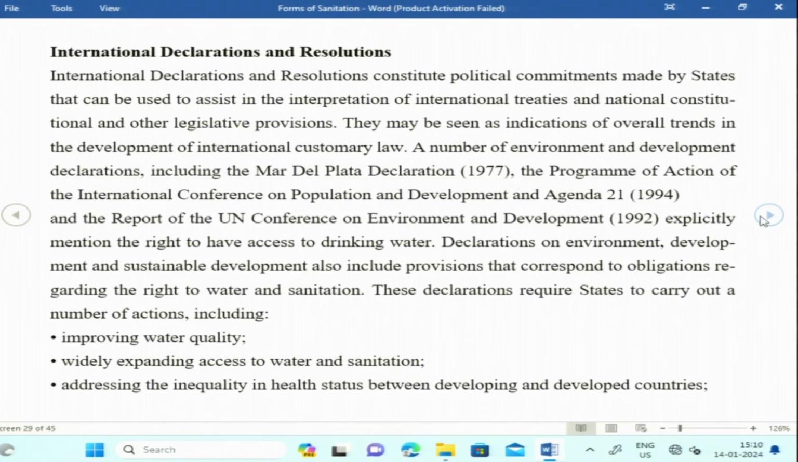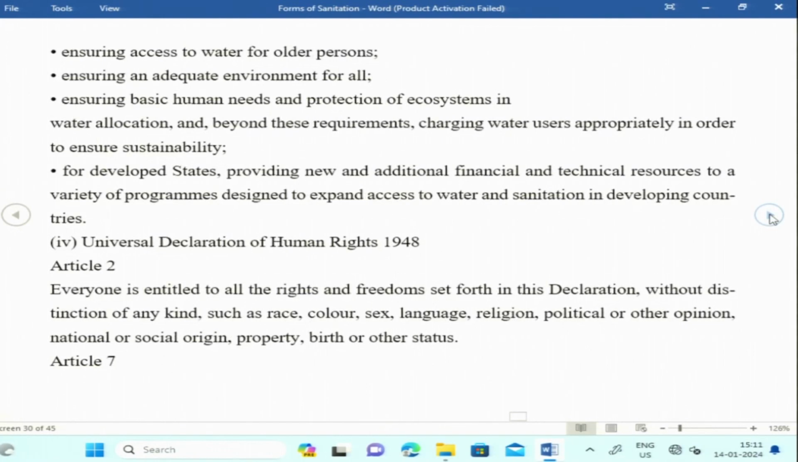We basically try to see that this declaration requires the state to carry out a number of specific actions, which includes improving water quality, that is one. We try to speak about access to water and sanitation, that is another important aspect, and also trying to see the inequality in health status with regard to the developed and the developing nation. And then we try to speak about access to water for older persons, and apart from that, certain other measures which are indirectly related include an adequate environment for all, and apart from that the basic human needs and the protection of ecosystems.